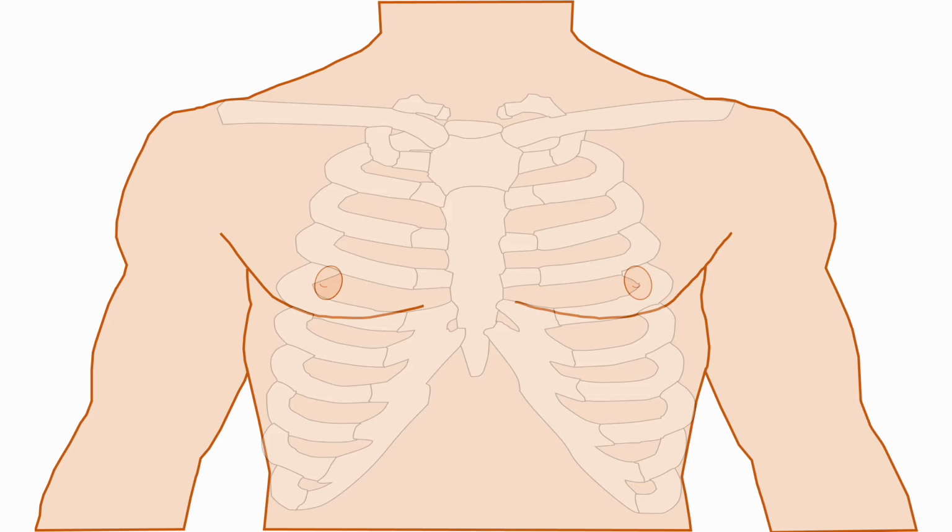V1 and V2 are both placed on the fourth intercostal space, 1 inch from the sternum. V1, red, will go on the patient's right, and V2, yellow, will go on the patient's left.